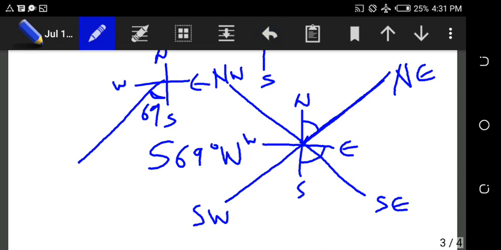So northeast is 45 degrees away from the north. Southeast is 45 degrees away from the south. Southwest is 45 degrees away from the south. And also northwest, in a northwestern direction, is 45 degrees away from the north.